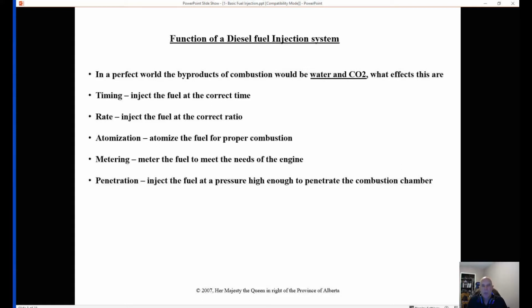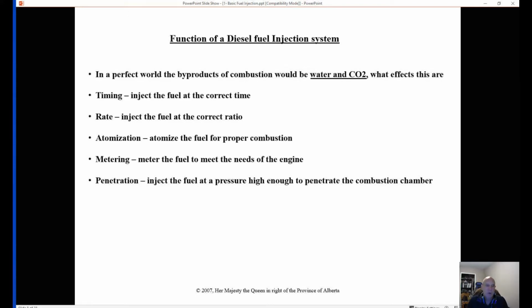But what we want to do is inject the right amount of fuel for the right amount of air under the right conditions so that we get the best burn that we can. We get the most efficient use of that fuel and turn that into power for running the engine.